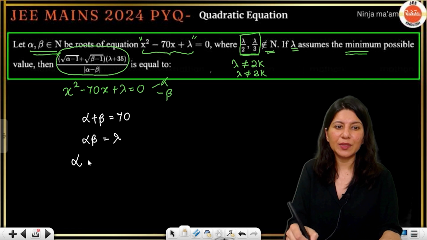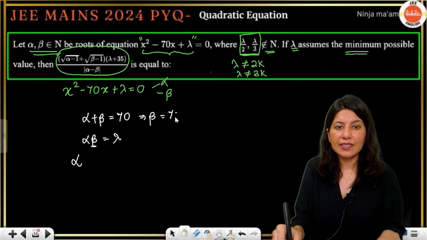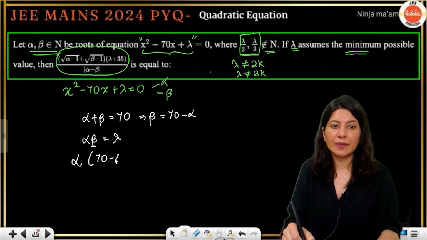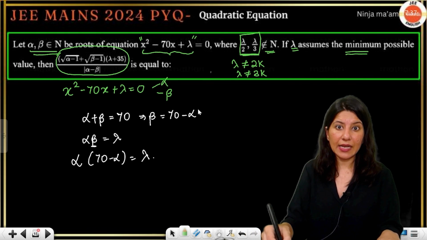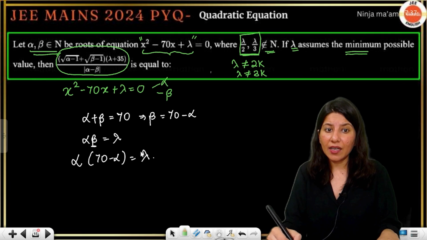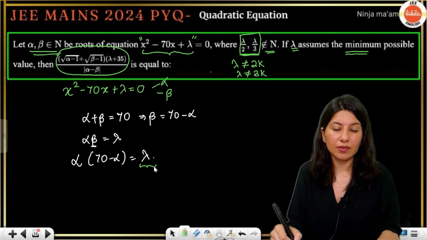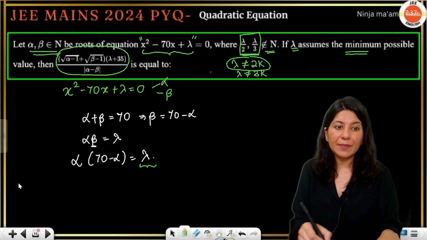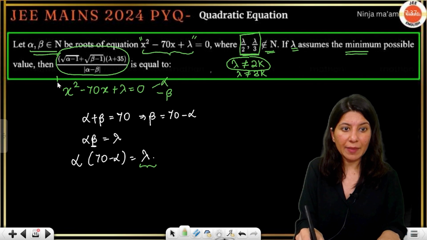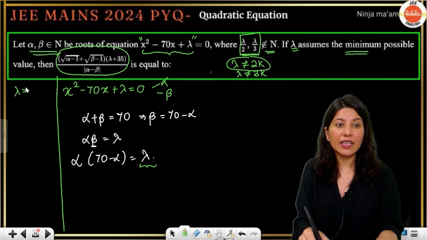Alpha plus beta is 70 and alpha into beta is lambda. Beta can be replaced: just calculate the value of beta from here, 70 minus alpha, and put it over here. This is going to be lambda. Now understand one thing. Lambda is not an even number. Why? Because lambda is not divisible by 2. If I start thinking about lambda, what can be the possible values of lambda? Because minimum possible values I am looking for.